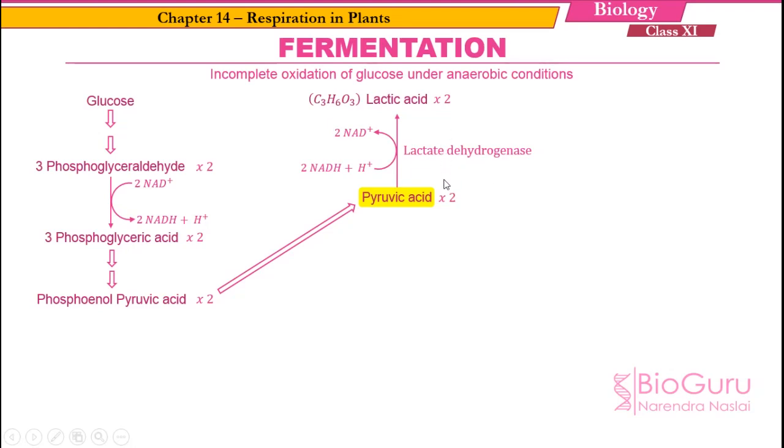So this particular reaction where the pyruvic acid is getting converted into lactic acid is called lactic acid fermentation, right? So what is fermentation? Incomplete oxidation of glucose under anaerobic condition. So here the pyruvic acid is getting converted into lactic acid in absence of oxygen. Because of that, this is called lactic acid fermentation.